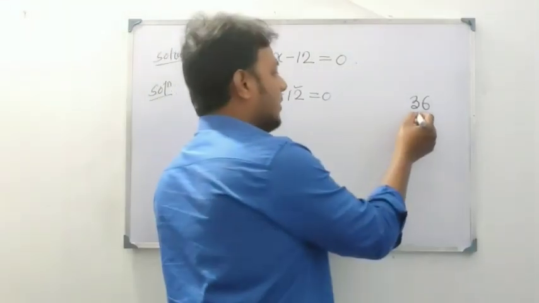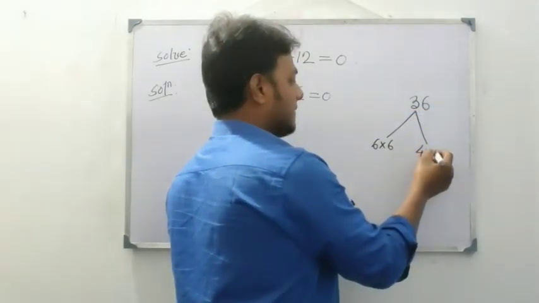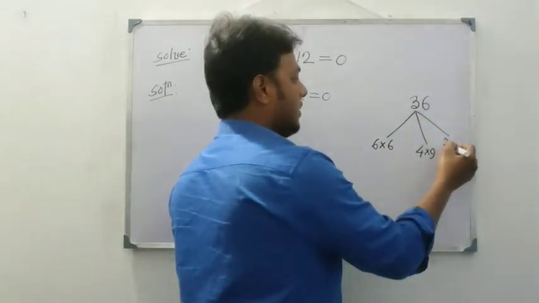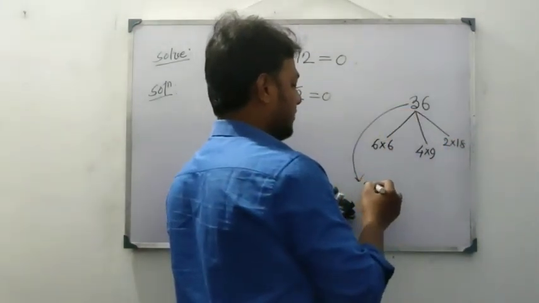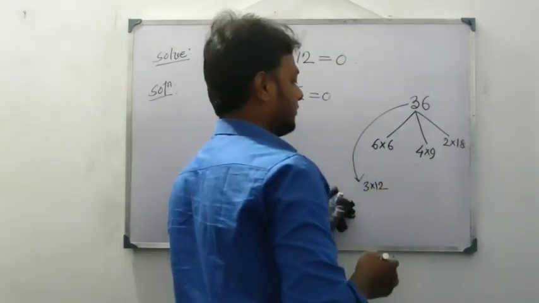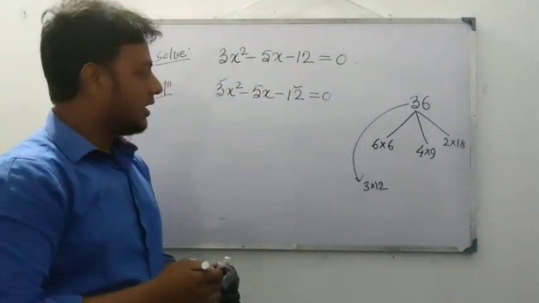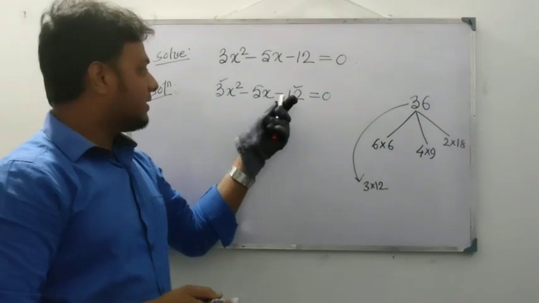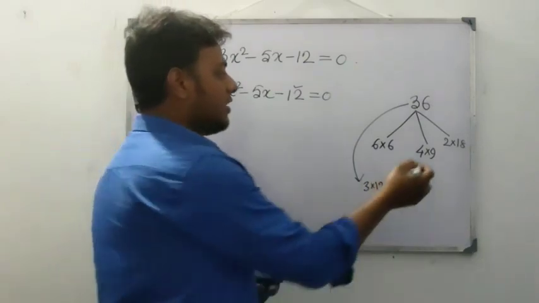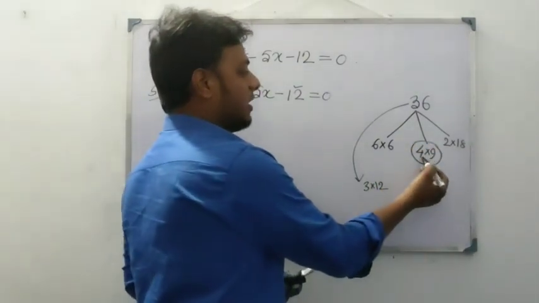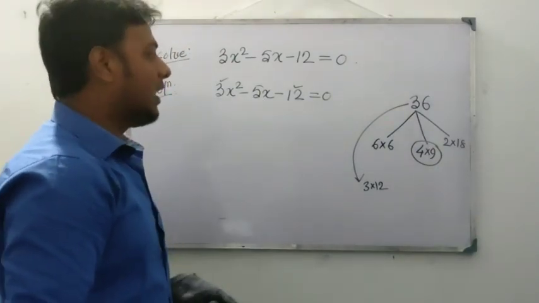So 36 can be written as 6 into 6, 4 into 9, 2 into 18, and one more way is there, 3 into 12. Then by subtracting these two factors you have to match 5. So which one is suitable? 9 into 4. See, if you subtract 9 minus 4, then you will get 5. So you have to replace this 5 by 9 minus 4.